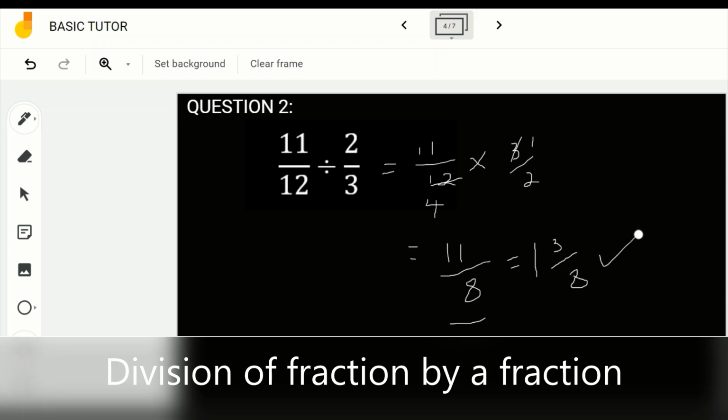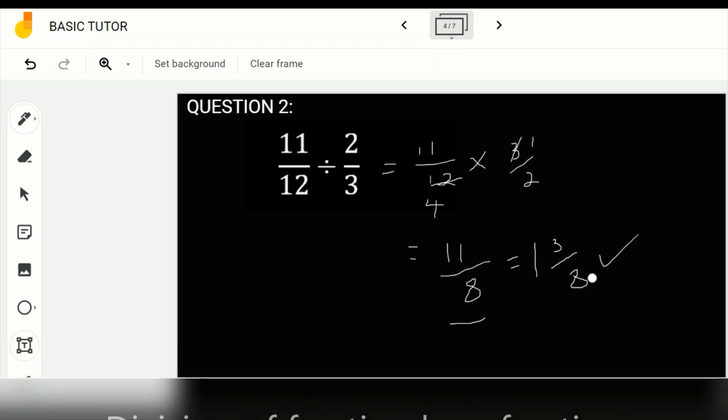You can check to see if you are correct. 8 times 1 is 8. 8 plus 3 is 9, 10, 11. So 11 over 8. That is our final answer.